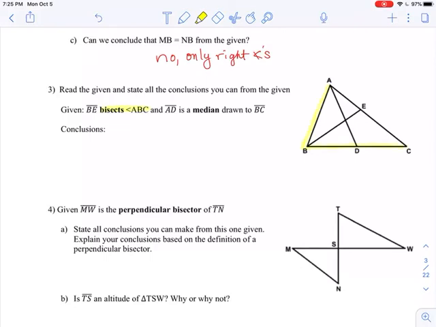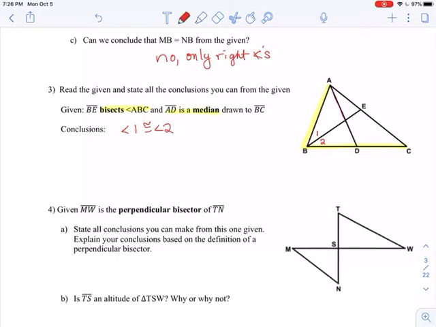Given BE bisects angle ABC. So I'm taking angle ABC, which I'm tracing right here, and I'm bisecting it, and I'm cutting it in half. That means the top angle would be congruent to the bottom angle. So I can put numbers right in my picture, and the conclusion is I can say angle 1 is congruent to angle 2. Why? They didn't ask me why, but why? Because an angle bisector divides an angle into two congruent angles.